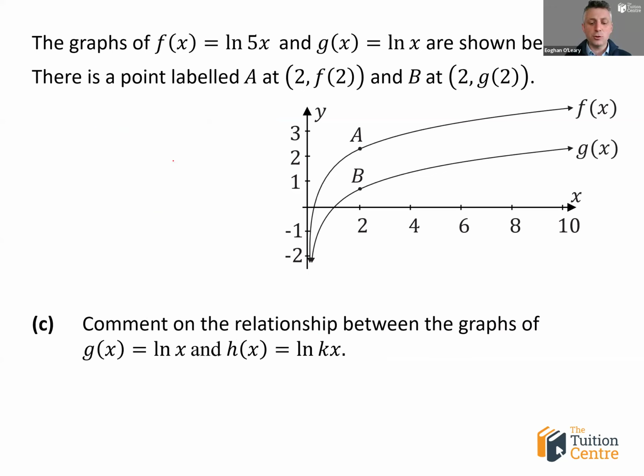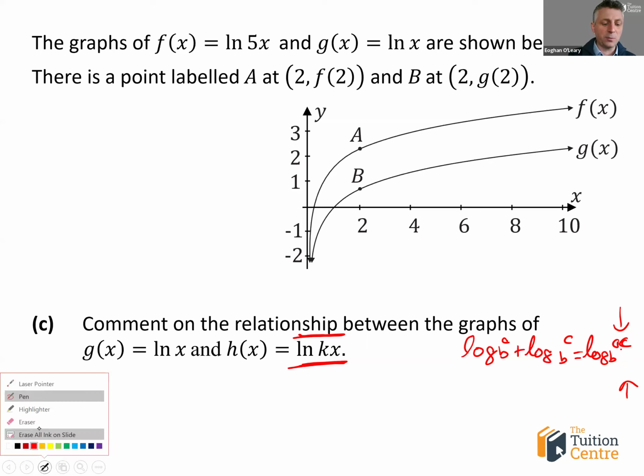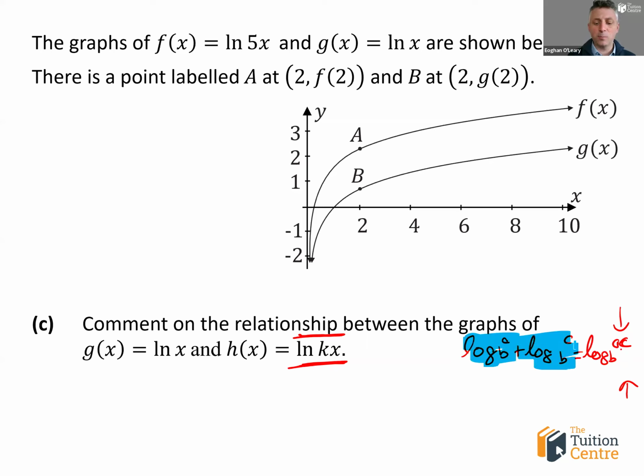So comment on the relationship between the graph of g of x, which is ln of x, and h of x, which is the ln of kx. So again, if we think about this, and we remember what we said earlier, that the log of a to the base b plus the log of c to the base b can be written as log a c to the base b. It's called the multiplication law. So if you have in the power two things multiplied together, in my case over here, a times c, if we have log a times c to the base b, we can write it as the log of the first one to the base b plus the log of the second one to the base b.